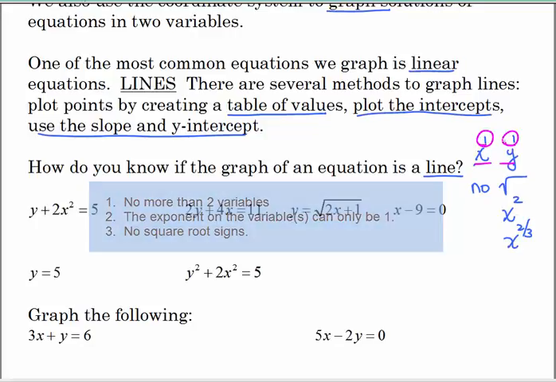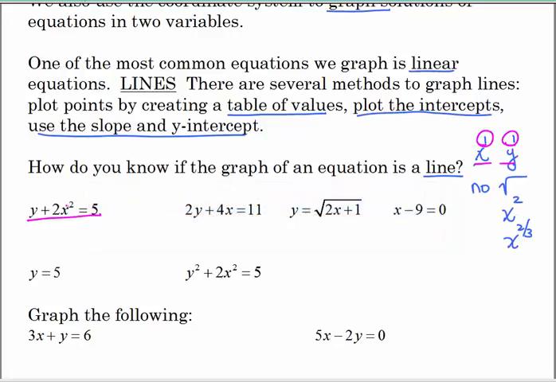All right, so which one of these are a line? Well, this one has an x squared. Is that a line? This one has a y and an x. They're both to the first degree. Is this a line?